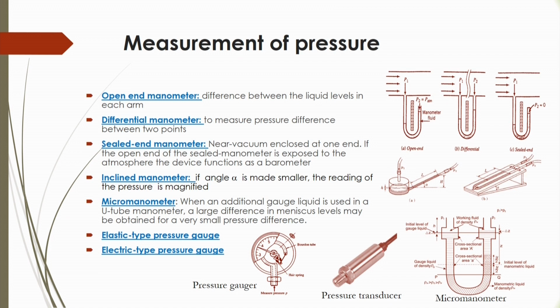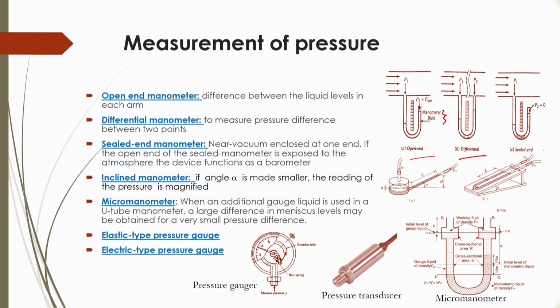In this case the manometer is one important piece of equipment used in the laboratory, and you can easily measure the hydrostatic pressure with it. So, the open end manometer is one type, and there are other types like differential manometer and sealed end manometer. Here in this diagram it is shown: this is the open end, this is the differential manometer, and this is the sealed manometer. In the open end manometer, there is a difference between the liquid levels in each arm, from which you will be able to calculate the pressure exerted.